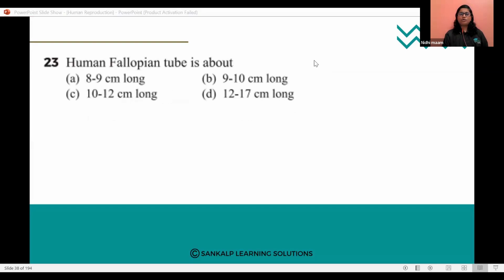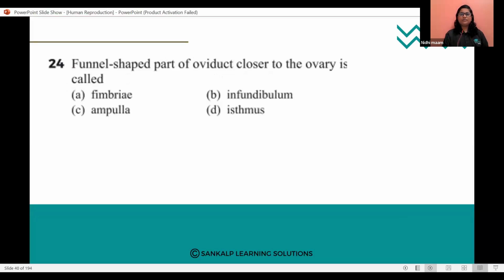So most of you answered it as option C, that is 10 to 12 centimeter long. Right? That is the right answer. Next question. Funnel-shaped part of oviduct. Listen to the question properly. Funnel-shaped part of oviduct of the ovary is called: A is fimbriae, B is infundibulum, C is ampulla, D is isthmus. What is the funnel-shaped part of oviduct considered as?